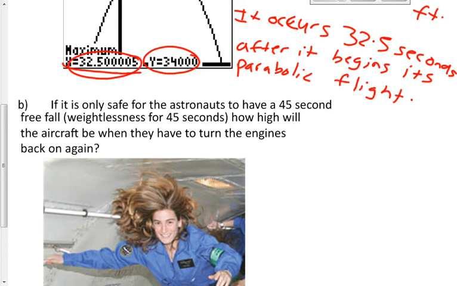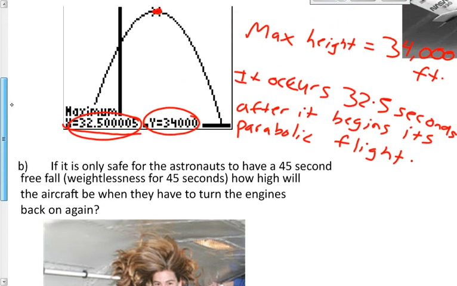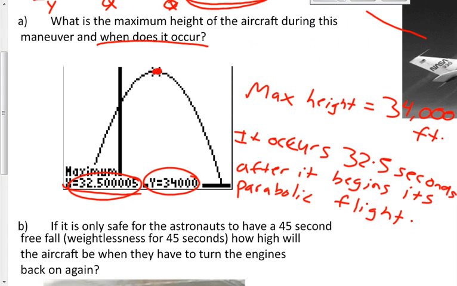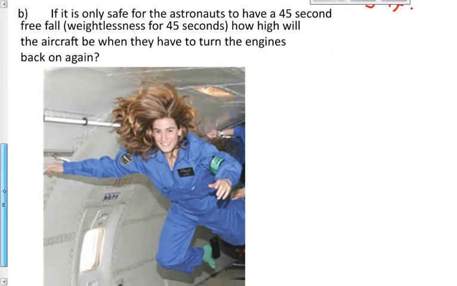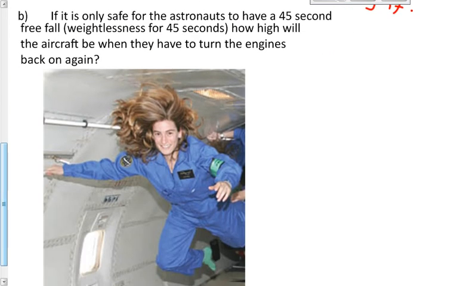So once it starts going in the shape of a parabola, 32.5 seconds after that, it is at its maximum point, which is right there. All right, letter B. Letter B says, if it is only safe for astronauts to have a 45-second free fall.